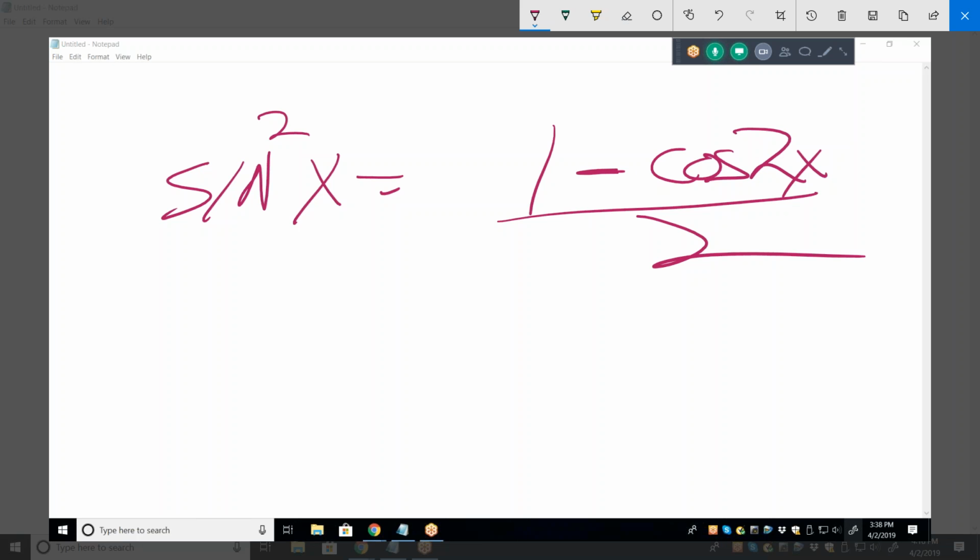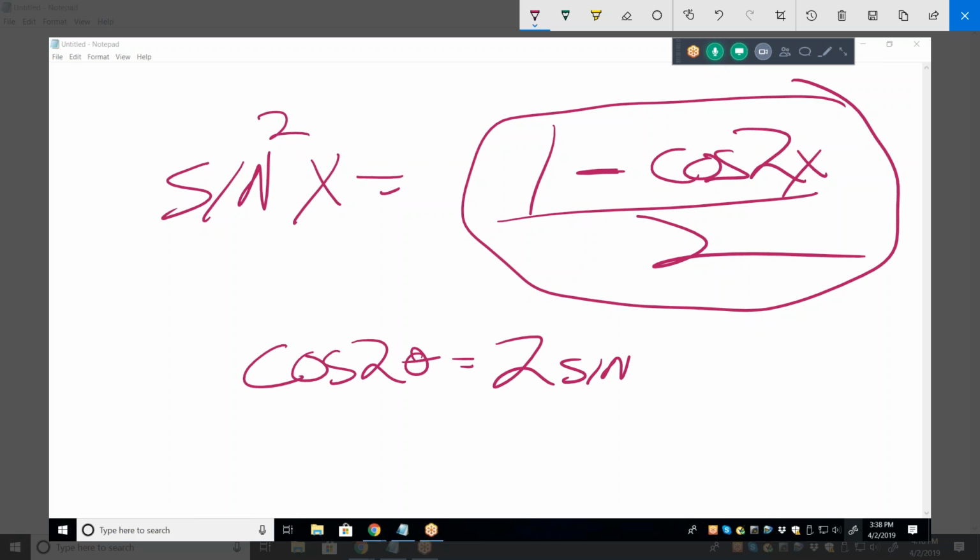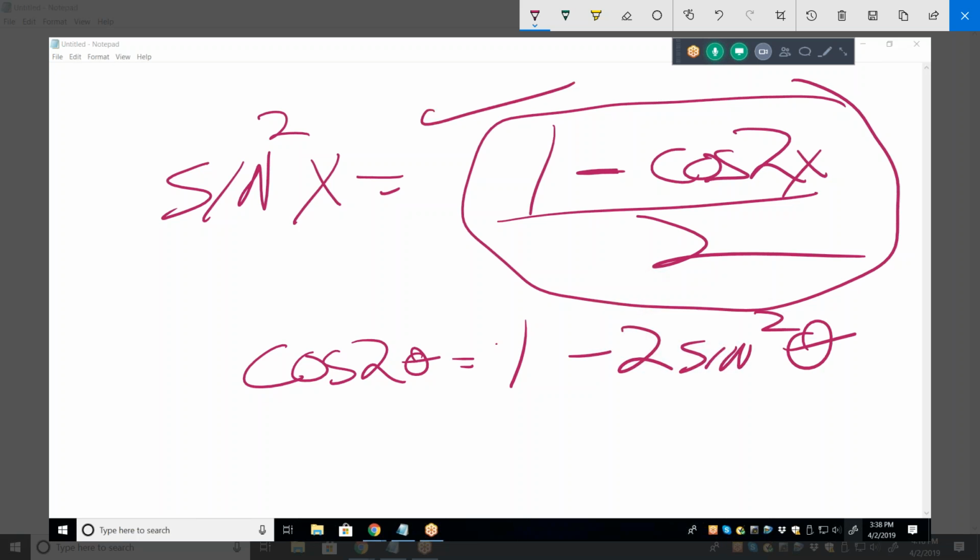Now, this is merely an alteration of the double angle formula. Remember the cosine of 2 theta? There were 3 of them, and one of them was 1 minus 2 sine squared theta. Well, notice this is just an algebraic manipulation of that. Yes, sir. Okay.